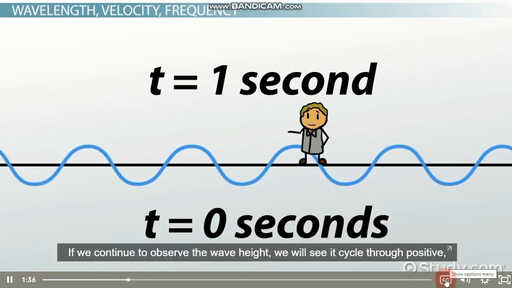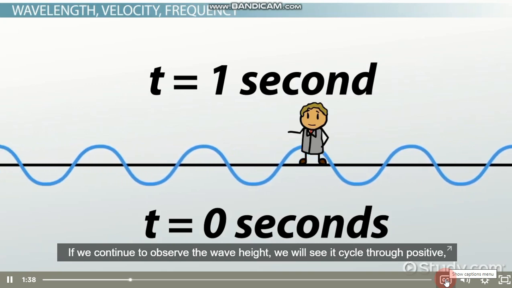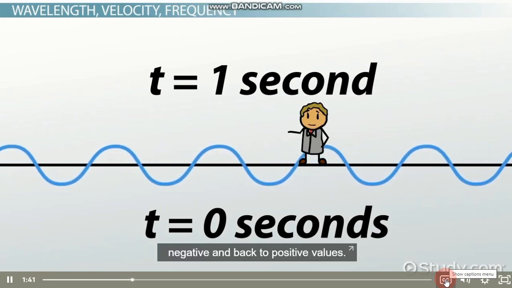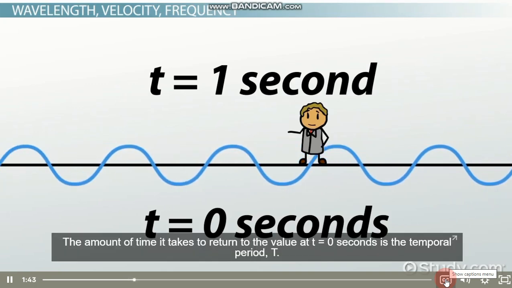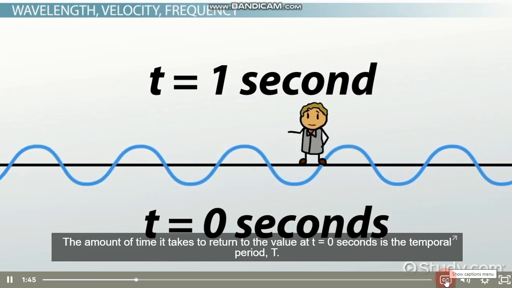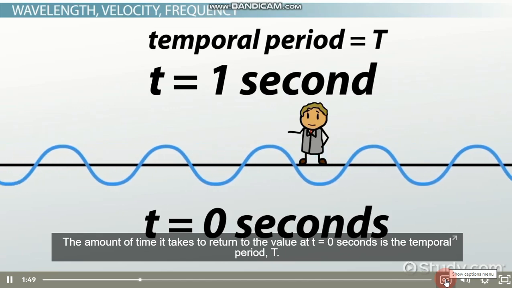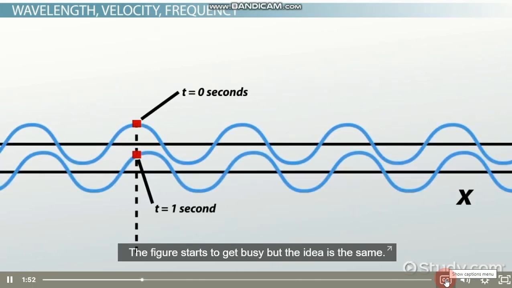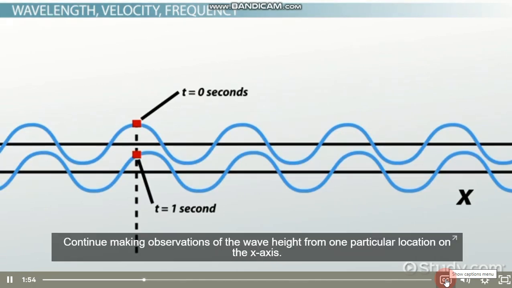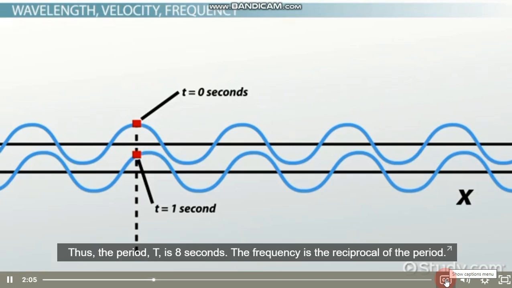If we continue to observe the wave height, we will see it cycle through positive, negative, and back to positive values. The amount of time it takes to return to the value at t equals 0 seconds is the temporal period, or T. The figure starts to get busy, but the idea is the same. Continue making observations of the wave height from one particular location on the x-axis. In this example, it will take 8 seconds to get the same observed height you started with. Thus, the period, T, is 8 seconds.